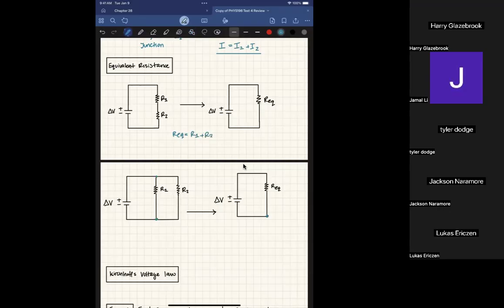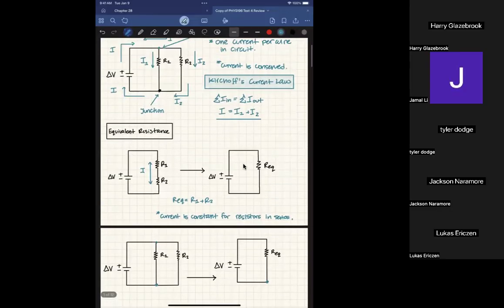You can tell if they're in series if they're along the same wire. So these are along the same wire, so they're in series. One thing I want you to note is resistors in series also share the same current. Cool. So I'll put a note here: current is constant for resistors in series.